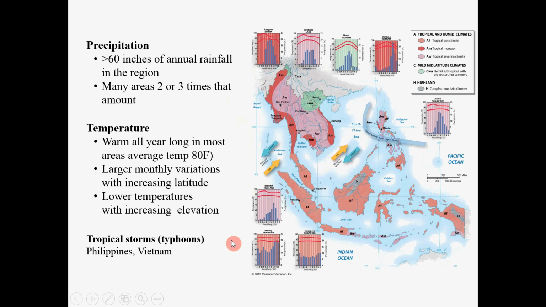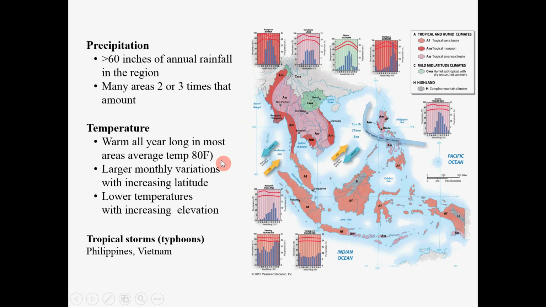Precipitation in Southeast Asia is very high, larger than 60 inches per year for the entire region. Many places have 2 to 3 times that amount. Remember, St. Louis annual precipitation is 38 inches. So for all regions in Southeast Asia, the annual precipitation is almost twice as high as the St. Louis annual precipitation. In terms of the temperature, the entire Southeast Asia is very warm.